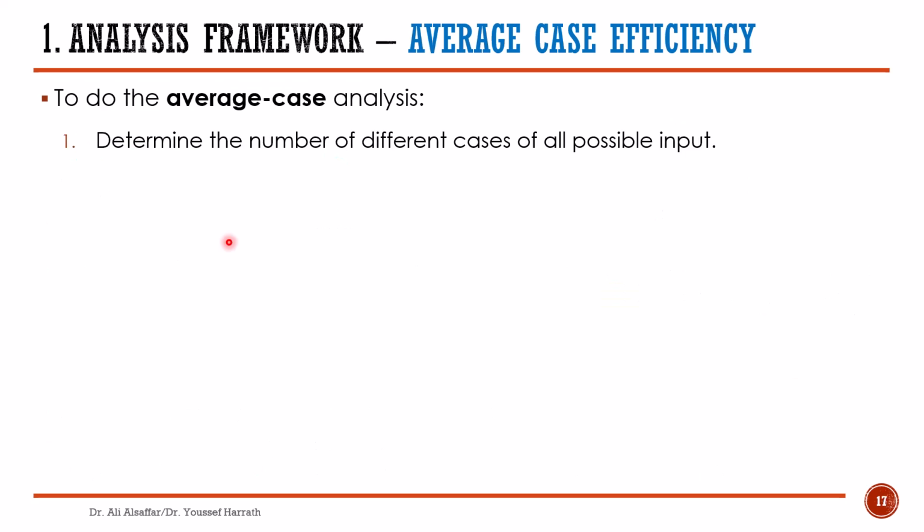To do the average case analysis, the first step is to determine how many different cases you have in your algorithm for all possible inputs. These cases will be used as the sample space of the time complexity. You may derive these cases similar to the way that you have derived the best and worst cases.